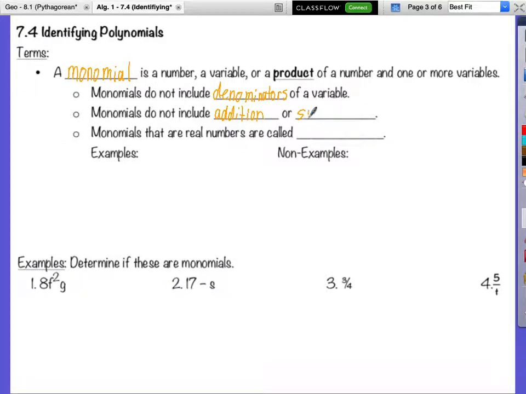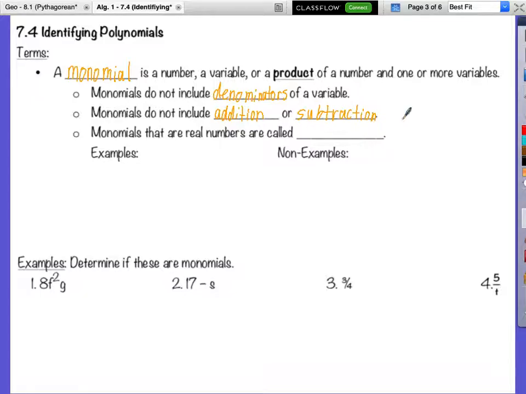They do not include addition or subtraction, because as soon as you have addition and subtraction, you have a second term. Because that's what separates our terms, is addition and subtraction.